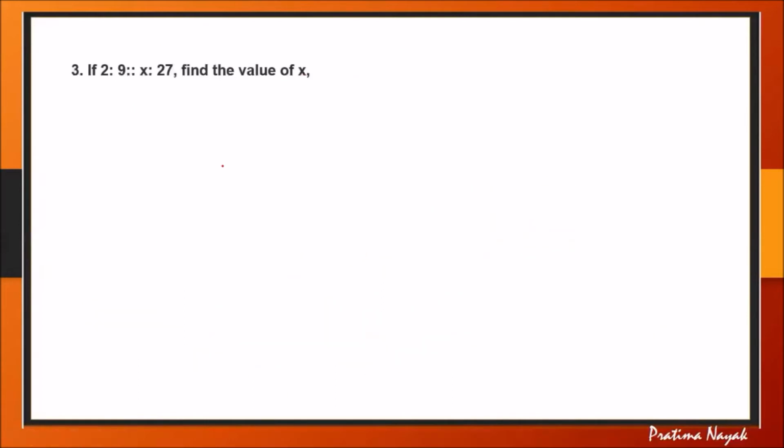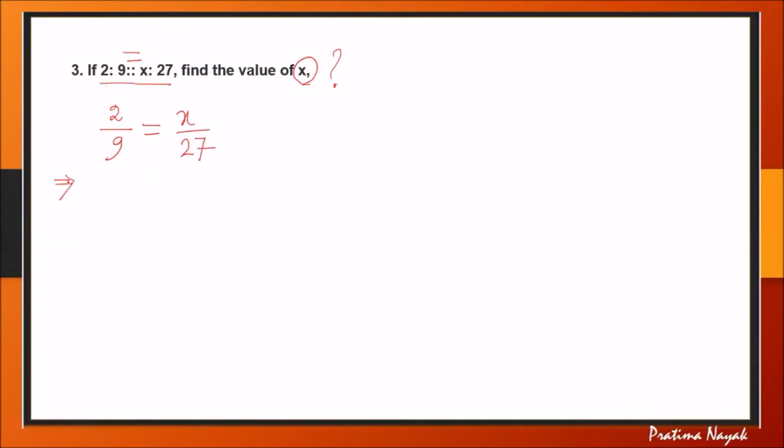Question number 3. Here, they are in proportion. It is given that 2, 9, x, 27 are in proportion. You have to get the value of x. So in the same way, what will we write? Ratio of first to second, or 2:9 can be written in this way. And this, what is the meaning of the colon? It is equal to x by 27.